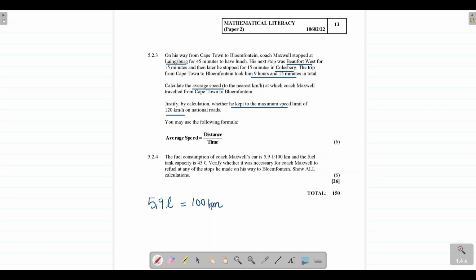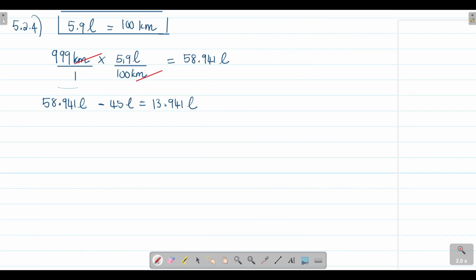So to answer our question, will it be necessary for the coach to refuel at any of the stops? Our answer is yes, it will be necessary for the coach to refill, because we've already calculated that he will still need 13.941 liters of petrol. So that is our final conclusion.